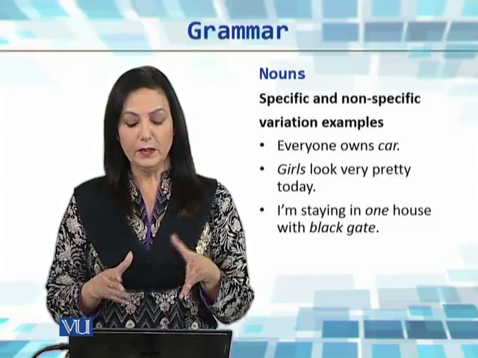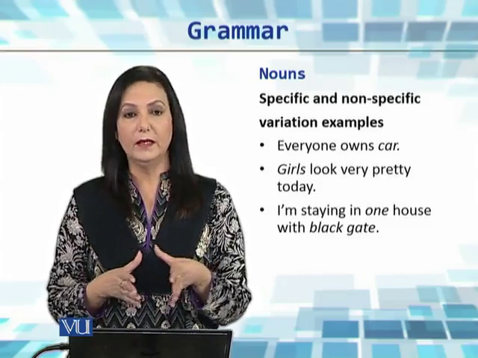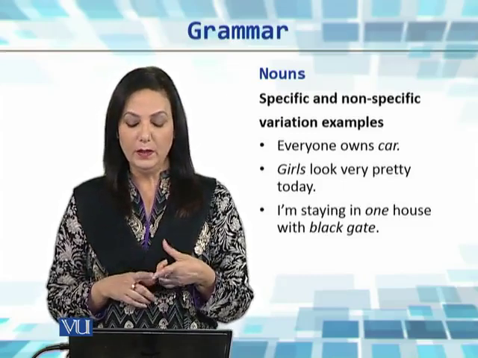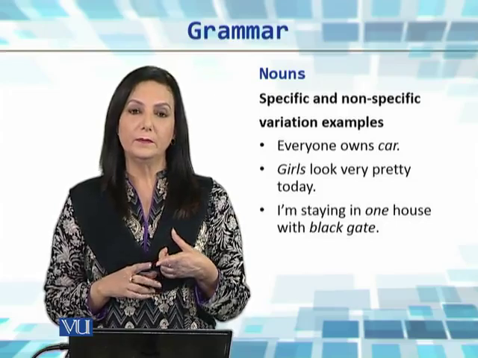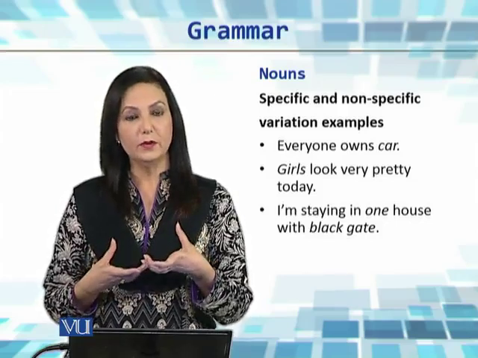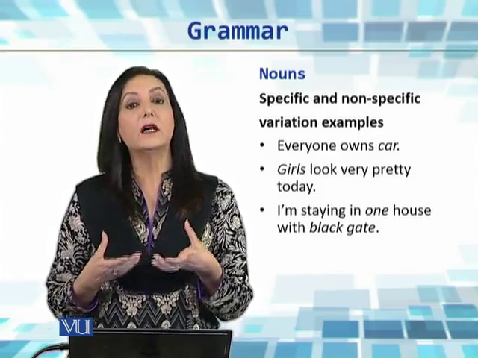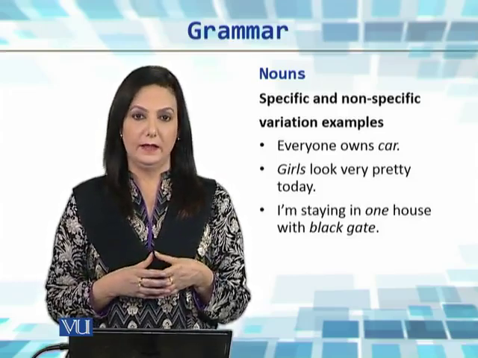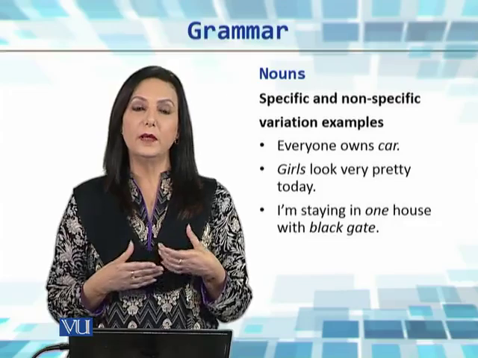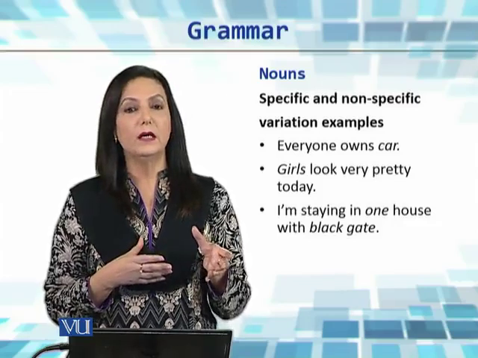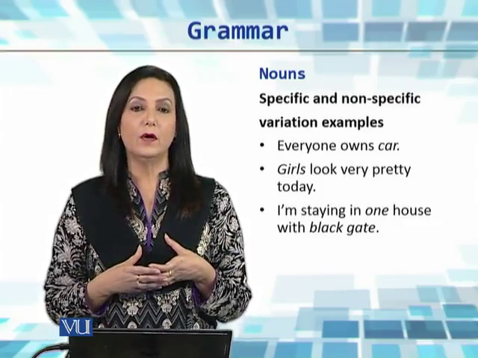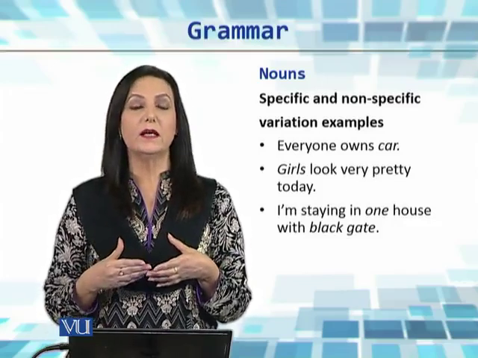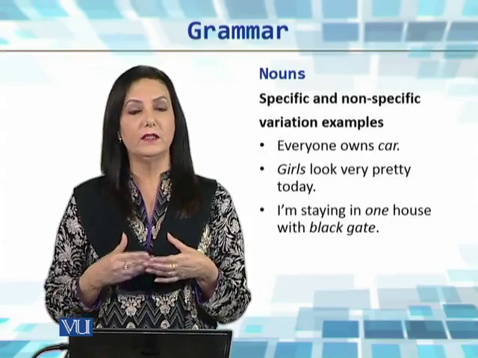Similarly, I'm staying in one house with black gate. All the articles are missing here. One mistake is that one is used to refer to a specific house. So it should have been, I live in the house with a black gate. So we see there are so many variations in the use of articles in the outer circle Englishes because of the variations that we find in the use of articles in English grammar.